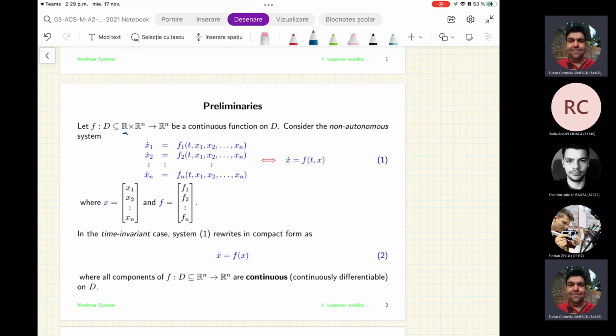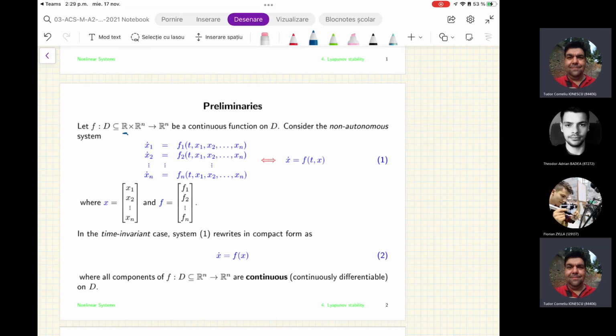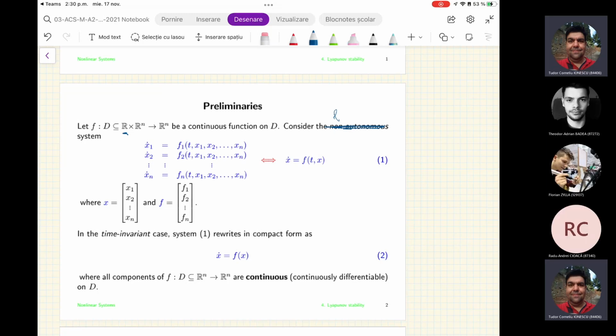With values in Rn, a continuous function on this domain, and we consider the so-called non-autonomous, but well, here it's autonomous system actually. But I think this is not non-autonomous, but actually I wanted to say time variant, because this is actually time variant. You don't have any input here, but you have the time dependency. You have this time variant system of this form.